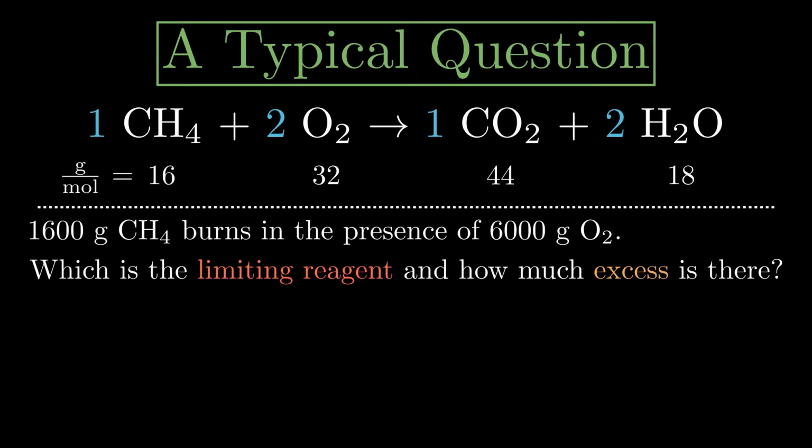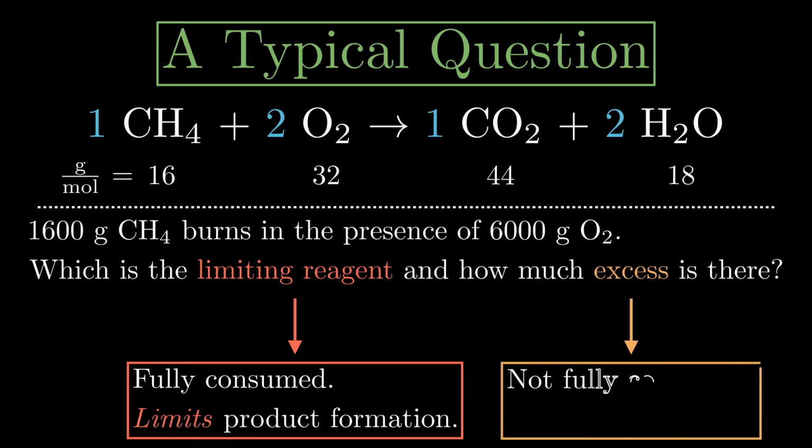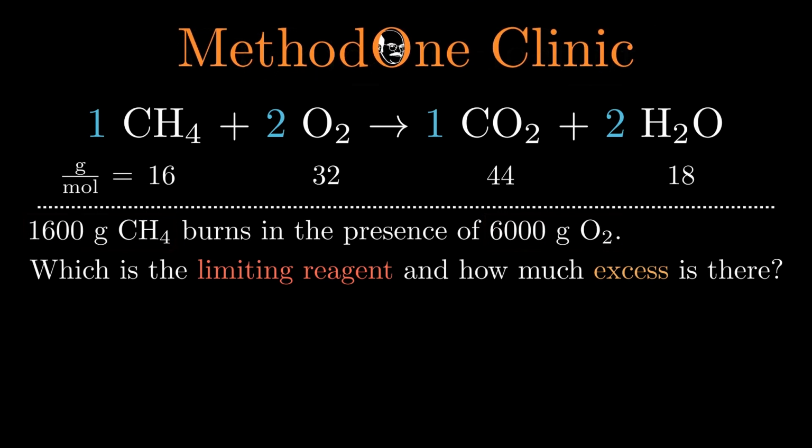I've referenced these in relation to baking cookies, but now let me connect it to chemistry. The limiting reagent is the substance that is fully consumed in the reaction. Since the reaction will stop once this reactant runs out, it limits product formation. The excess reagent is not fully consumed, and therefore some is left over when the reaction is finished. This question wants us to identify whether methane or oxygen gas is the limiting reagent, and then determine how much excess reactant remains when the reaction is finished. To answer this, let's head over to the Method One Clinic.